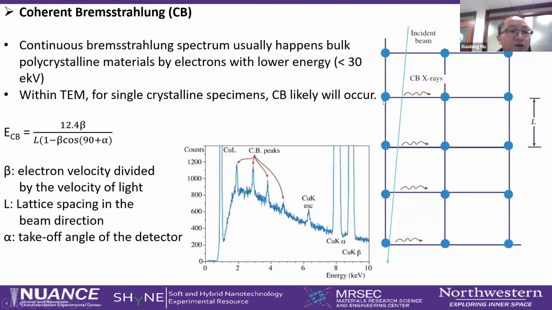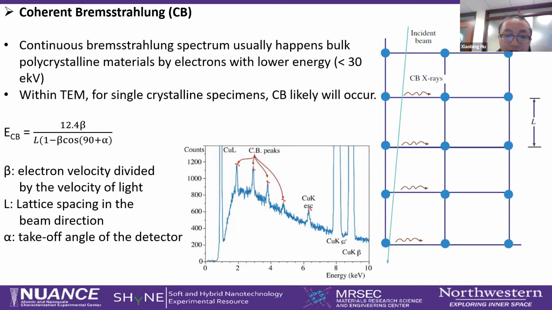Another one is the coherent bremsstrahlung. Most of the time the bremsstrahlung is continuous, and it contributes to the background, but sometimes you will see some separate peaks at low energy. If you see such a peak, you need to pay attention. This is not your element. This is related to an artifact we call the CB peak. So you can use the formula to calculate this.